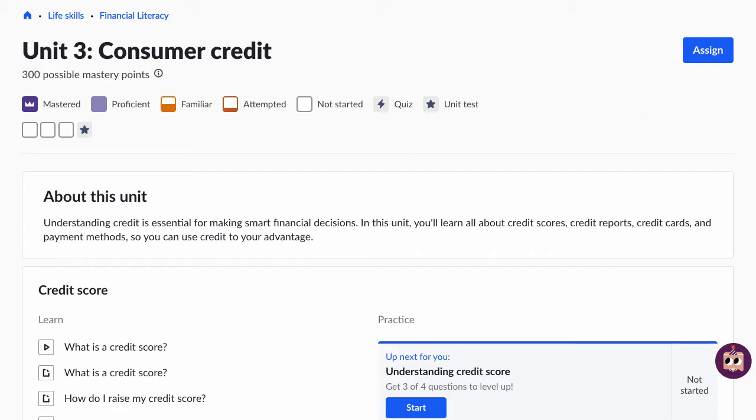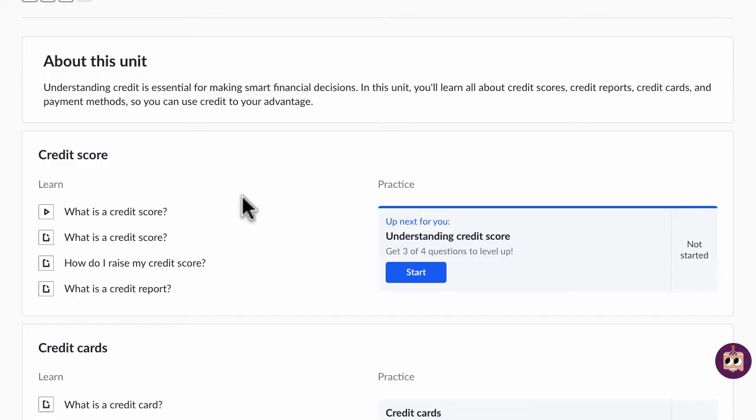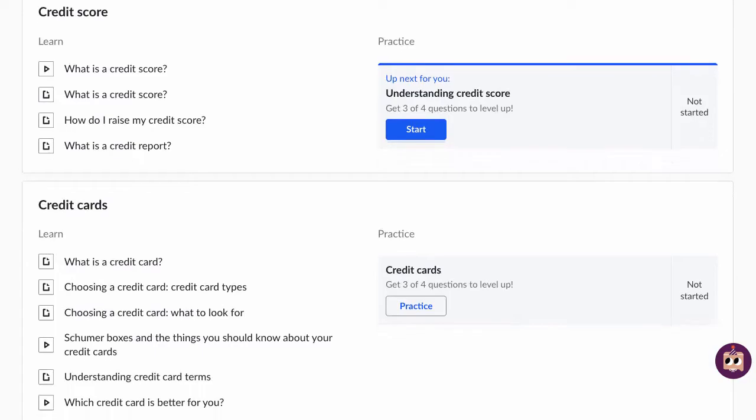So just as a high level, this is going to cover everything from credit scores, what it is, how it's able to give people who might give someone credit a sense of how likely you are to pay back that credit. And that's all explained in the videos and the articles there. And then we obviously have the exercise there to help students understand that further.